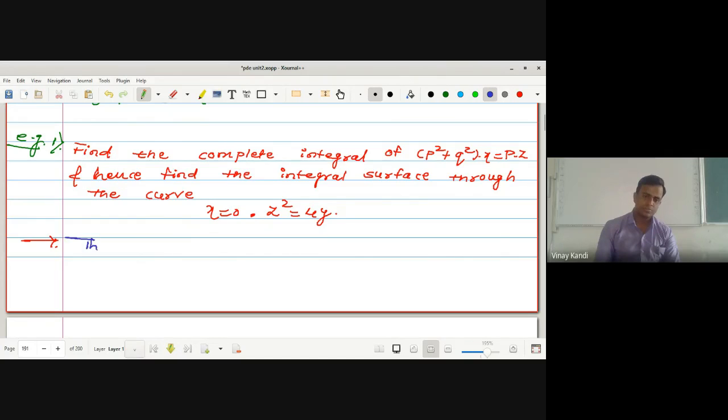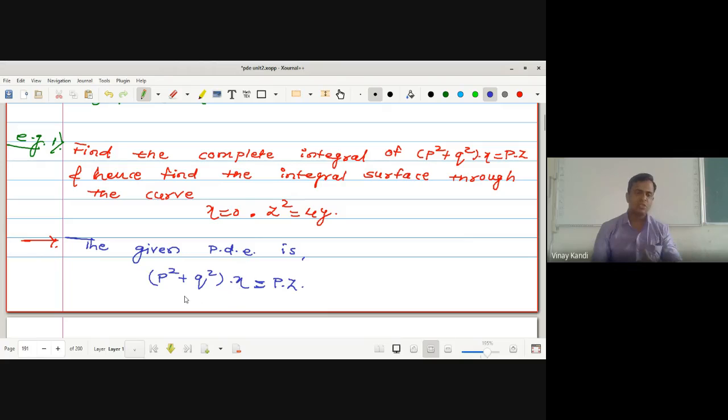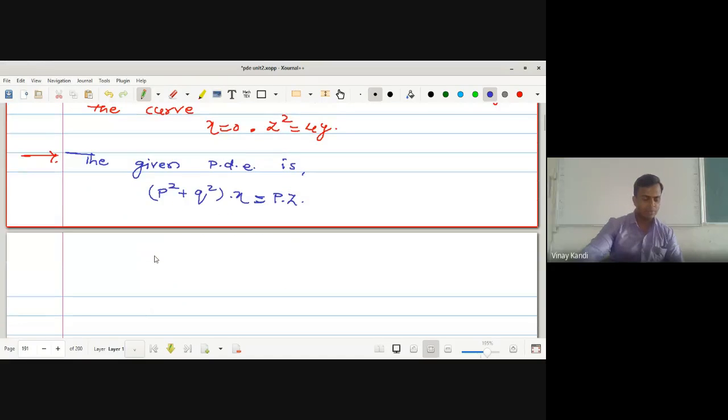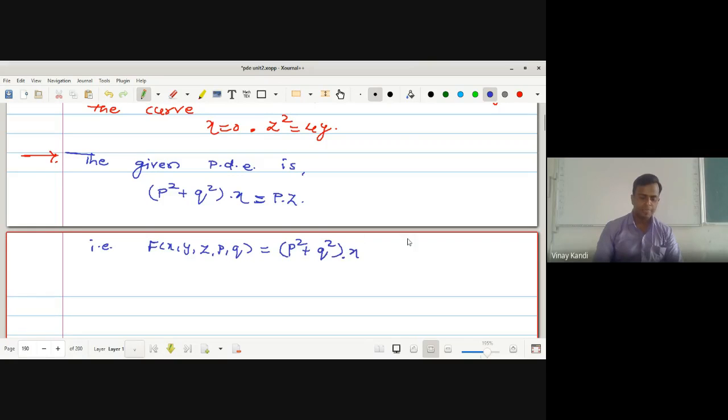The given partial differential equation is (p² + q²)x = pz. Is it linear or non-linear? Sir, non-linear. Why? Sir, the degree of p and q is more than 1. What is the degree of p and q? It is 2. Okay, greater than 1, hence it is non-linear. So the given partial differential equation is a non-linear partial differential equation, that is f(x, y, z, p, q) = (p² + q²)x − pz = 0. Let's call it equation number 1.